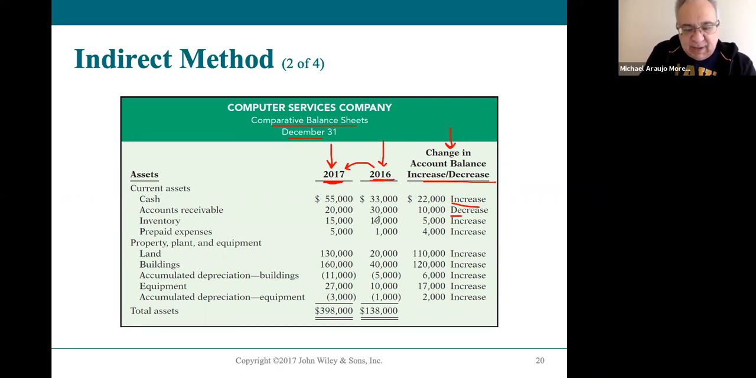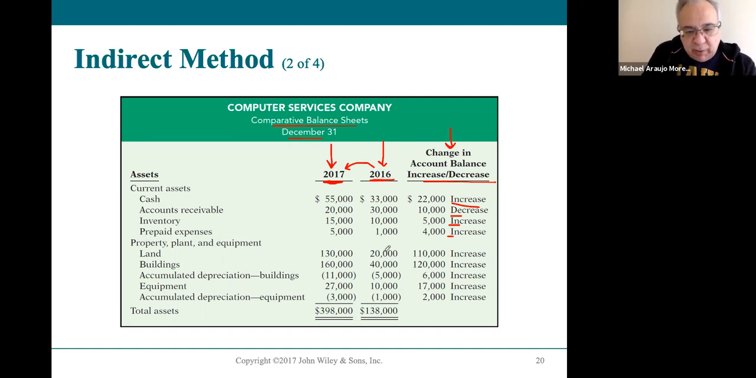Inventory went up from $10,000 to $15,000, so it's a $5,000 increase. And your prepaid expenses went from $1,000 to $5,000, so they increased by $4,000. So you're simply, again, noting the differences, and that's the tricky part because you're going from the previous year to the current year. It's different than how we normally read a book, right? And we're noting the differences on the side.